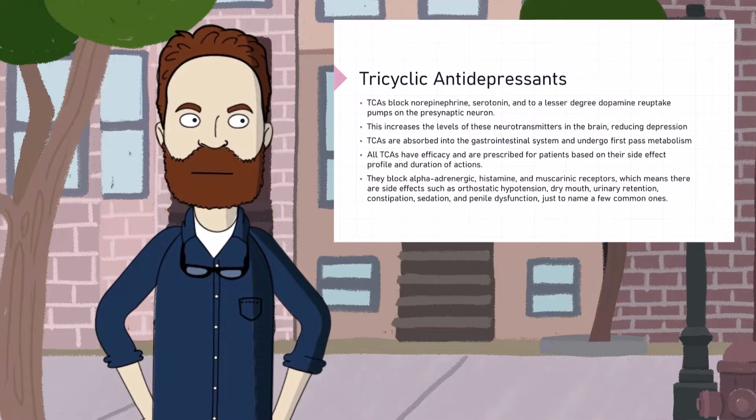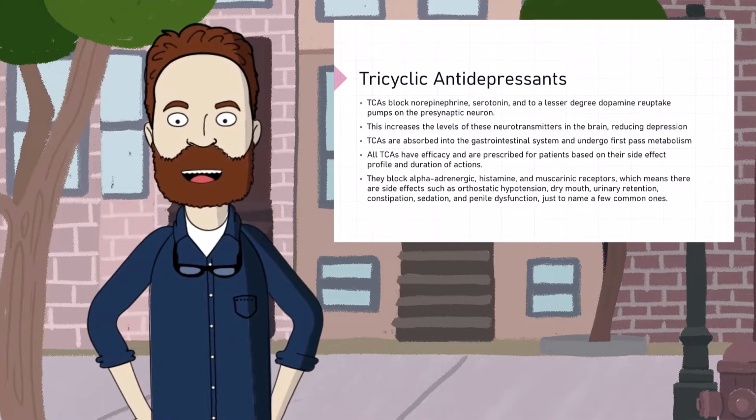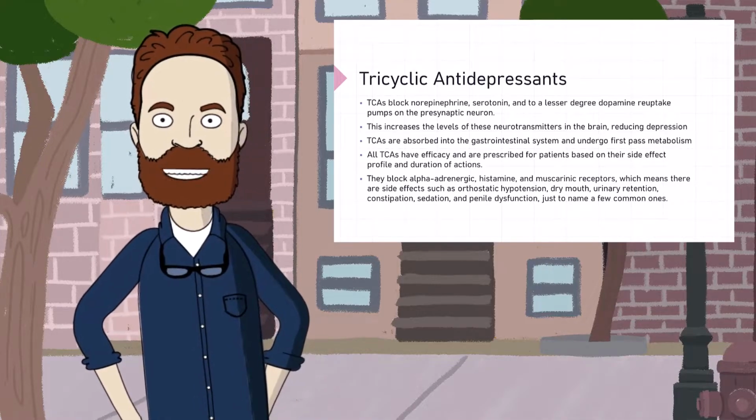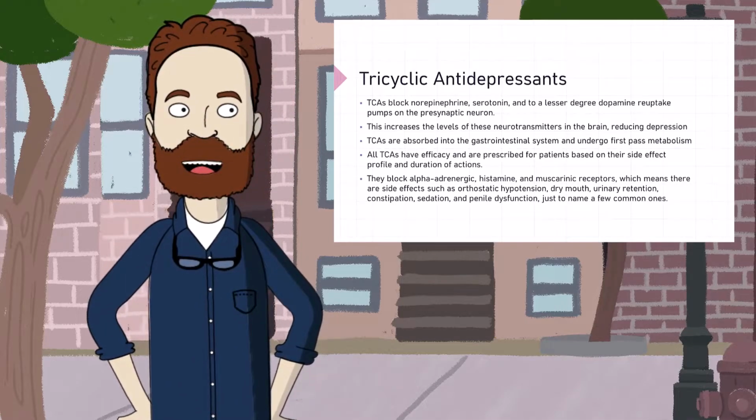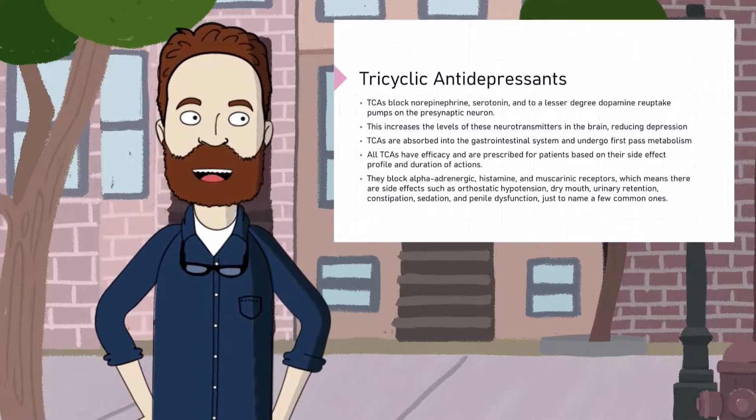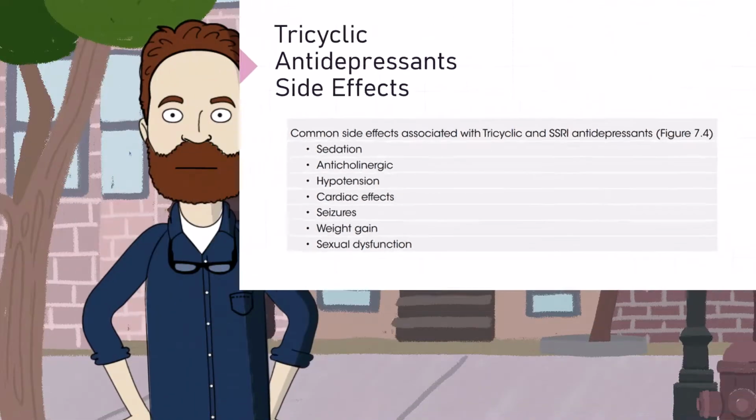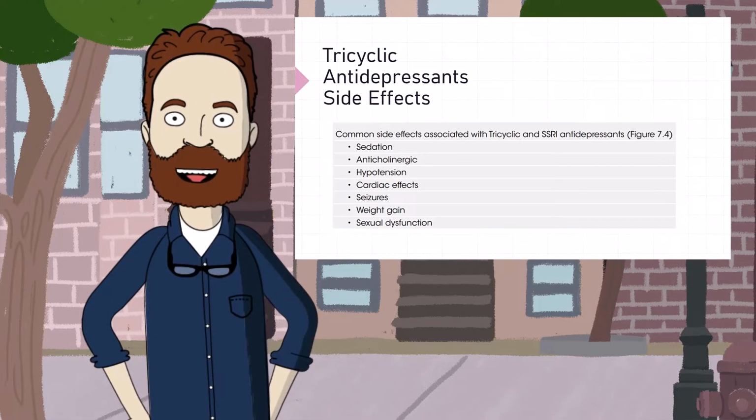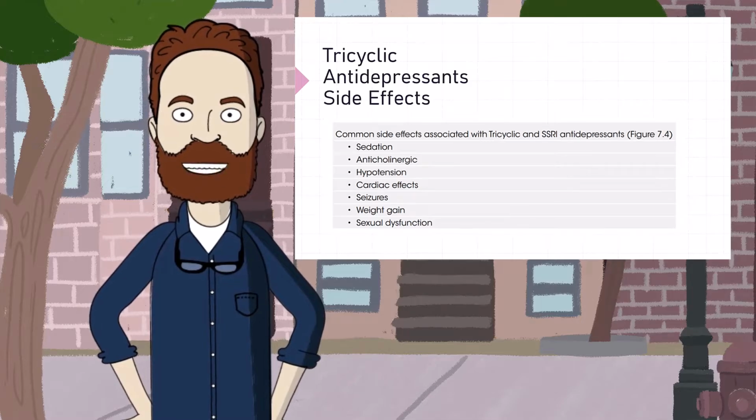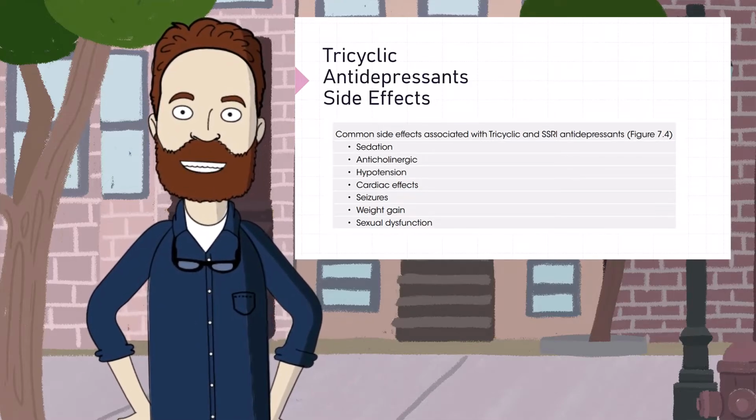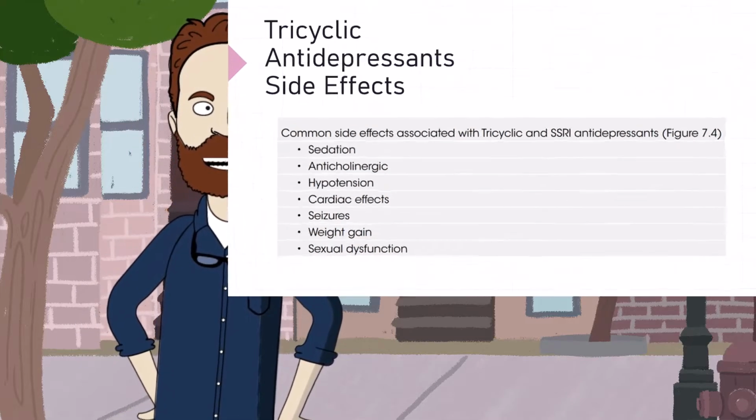Now, TCAs are absorbed in the gastrointestinal system, and they undergo first-pass metabolism. All TCAs have efficacy and are prescribed to patients based on their side effects, what side effects they could cause, and the duration, how long the drug will stay in your system and act. A side effect of TCAs is that they block alpha adrenergic, histamine, and muscarinic receptors, which cause side effects. Some common side effects are sedation, hypotension, cardiovascular effects, seizures, and weight gain.